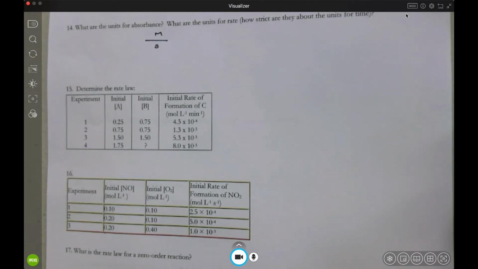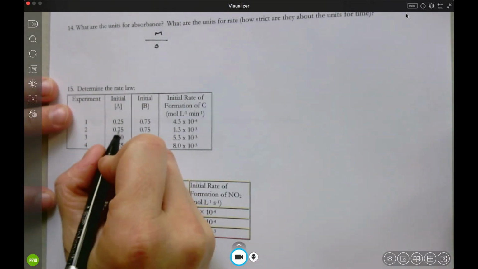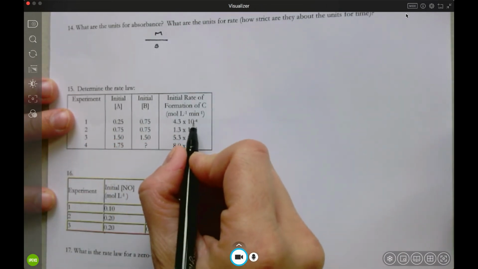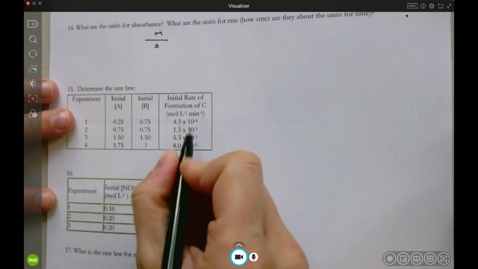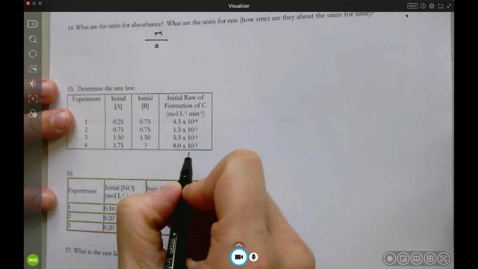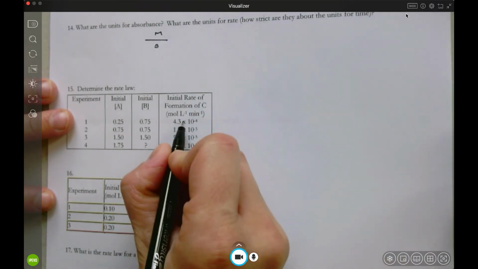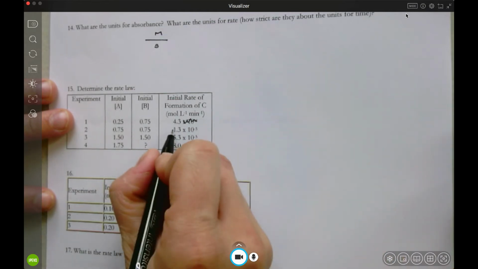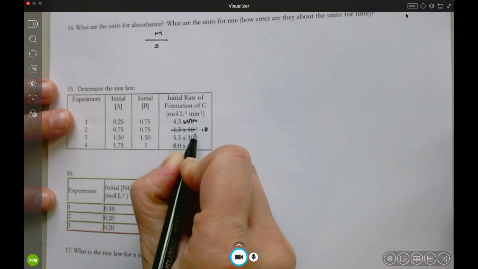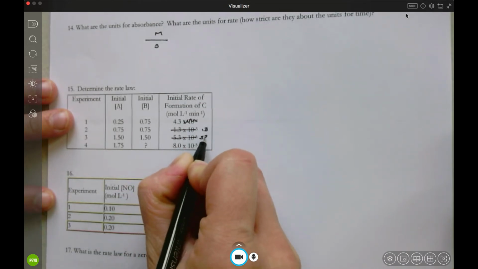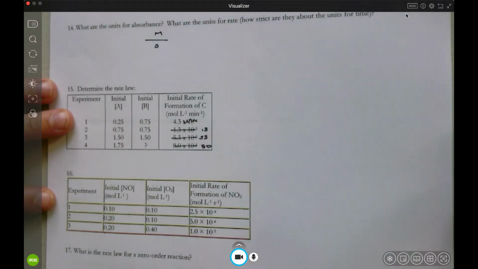Number 15. This is a question that a lot of people struggle with because, well, I'll show you why. I'm asking for you to write the rate law. So notice, first of all, I've got a bunch of times 10 to the negative whatever. In order to get rid of that, remember, I want to multiply by something that's going to get rid of all the decimals. So I'm going to multiply all of these by 10 to the 4th, because what that does is that makes this 4.3. That makes that 13, right? Because 10 to the negative 3rd times 10 to the 4th is 10, so that'll make that 13. That's going to be 53, and that's going to be 80. So that makes my life a lot easier.